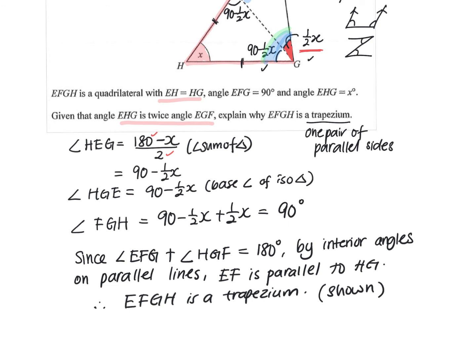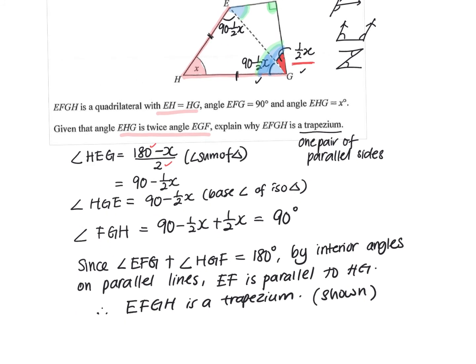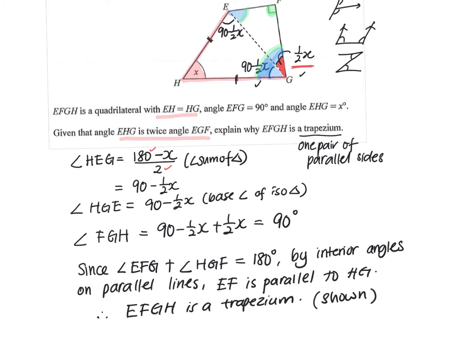Have you gotten the concept? Now, of course, we can write the other versions. We can also find this angle over here, the blue color angle, and then equate it to the angle over here to get alternate angles on parallel lines. But that needs a little bit more calculation, so I have chosen interior angles on parallel lines. Alright, I'll move on to the next question.